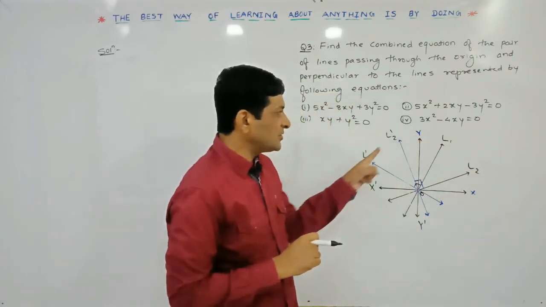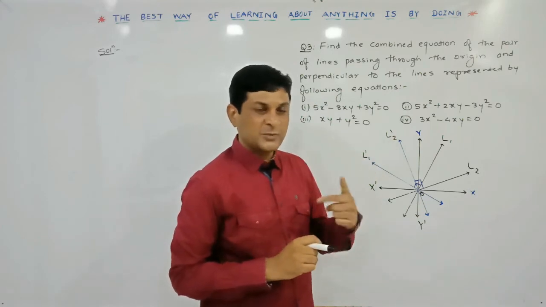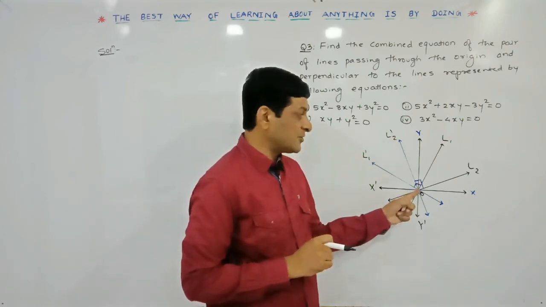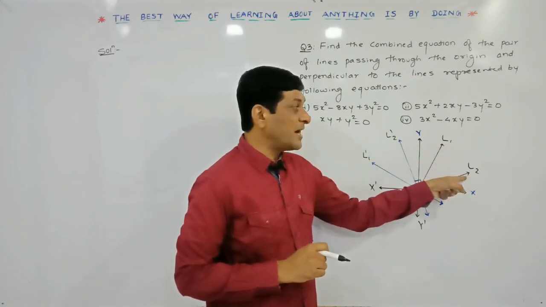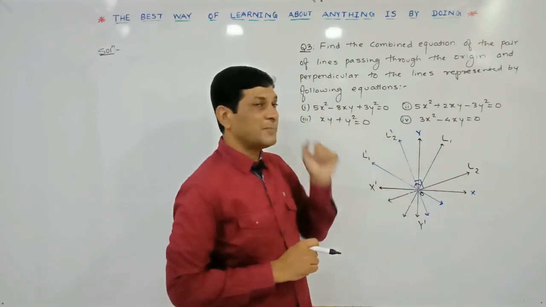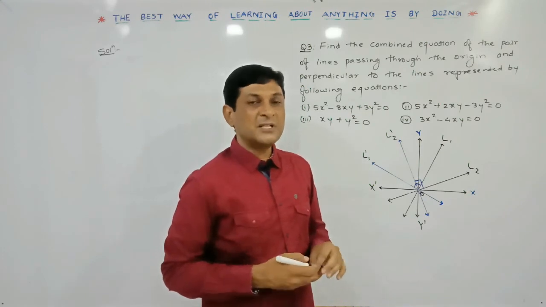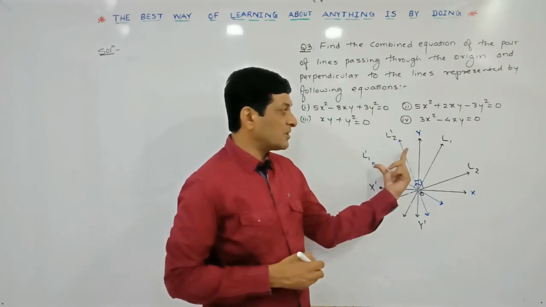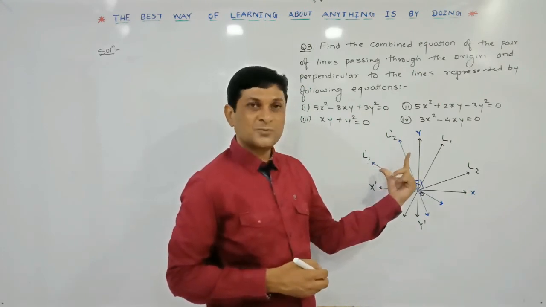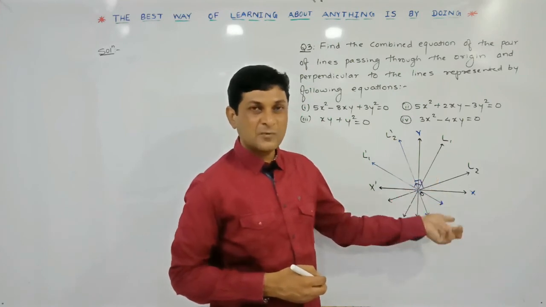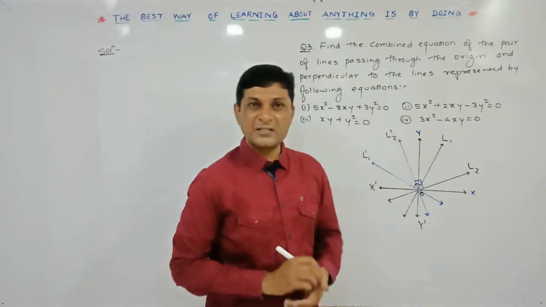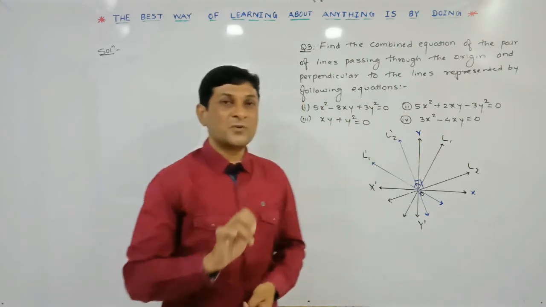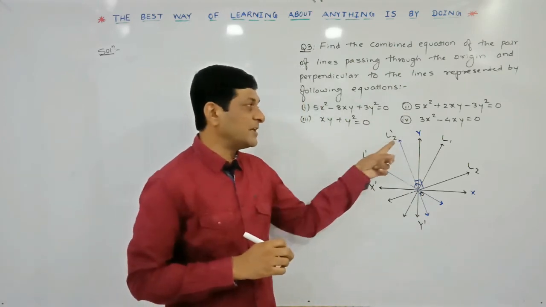Means L1 dash and L2 dash are two lines, a pair of lines. Both lines pass through the origin and are perpendicular to lines L1 and L2. L1 and L2 are the lines represented by this equation. Means our question is to find the combined equation of these two lines which are perpendicular to lines L1 and L2, pass through the origin, and are represented by this equation. Is it clear? Means we have to find the combined equation of lines L1 dash and L2 dash.